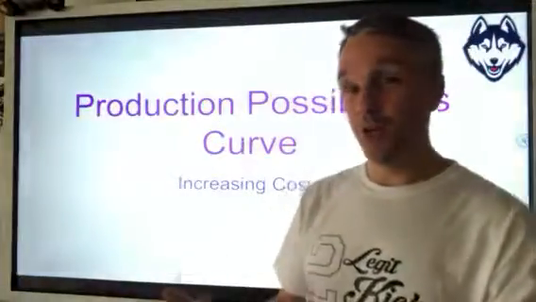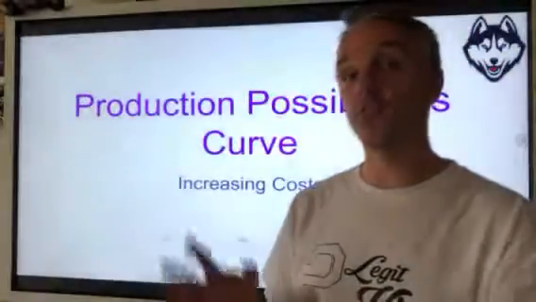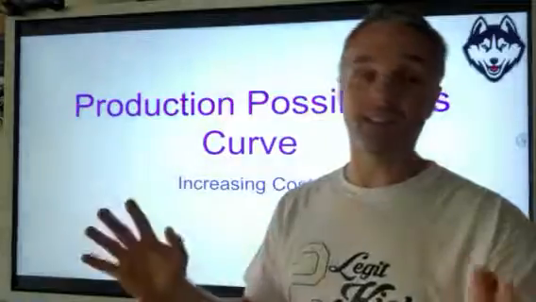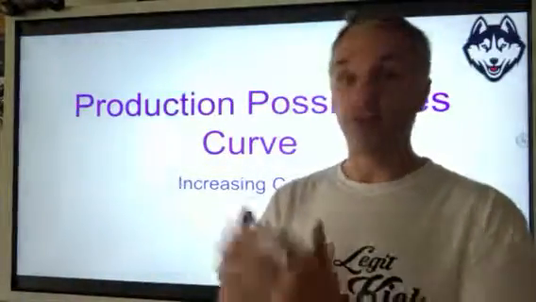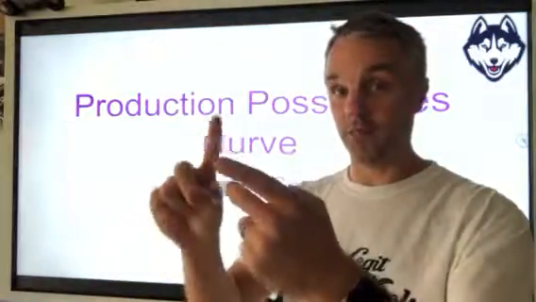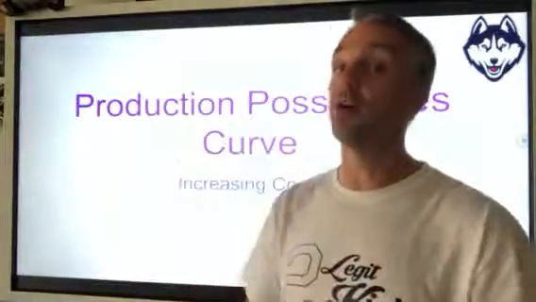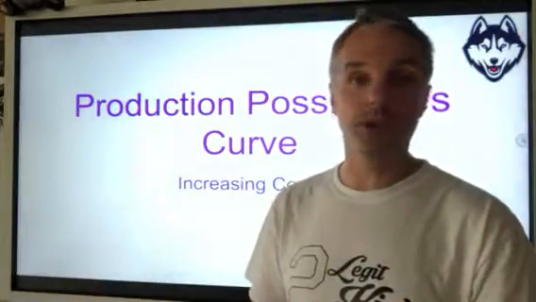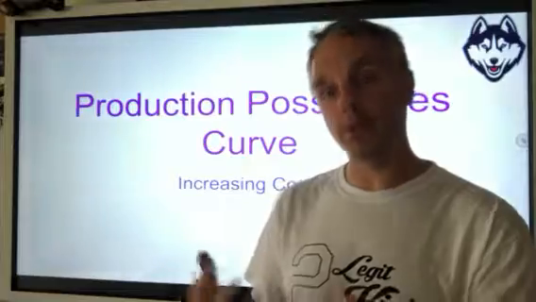Hey gang, so here we're going to talk about production possibilities curves where there are increasing costs. It's the same idea as the constant costs. You still have a finite number of land, labor, capital, and entrepreneurial ability. You've got to make trade-offs among choices. Those trade-offs are going to bear opportunity costs.